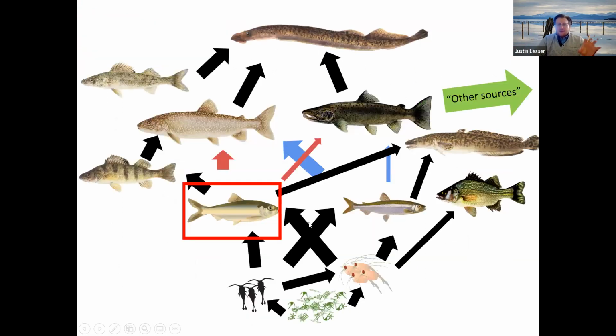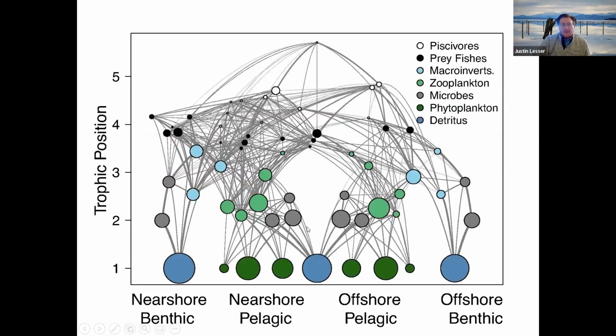So if we start to draw in the arrows in the food web that I mentioned before, you can see how quickly it starts to get very complicated.